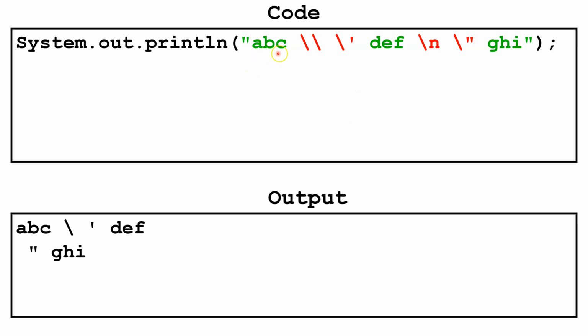We get ABC. This is the escape sequence for a backslash right there. This is an escape sequence for a single quote. Then we have space DEF. Backslash N is the escape sequence for a new line, so we go down to the next line. Then we have a space, the escape sequence for a double quote right here. Then a space and a GHI.